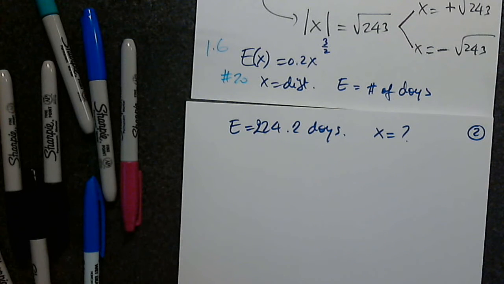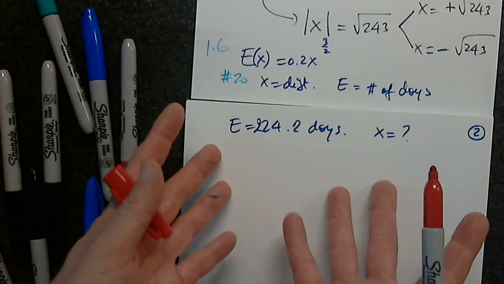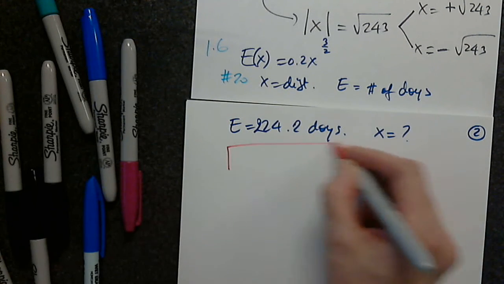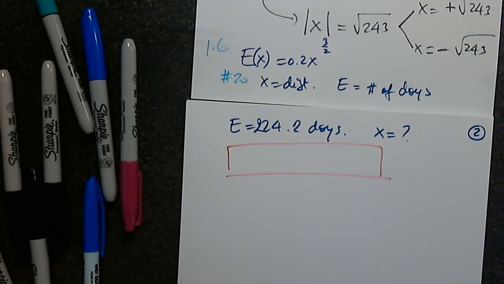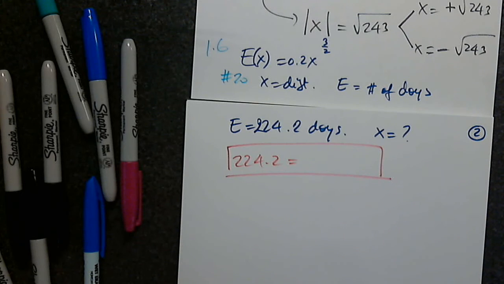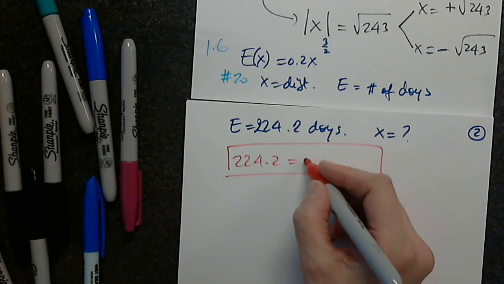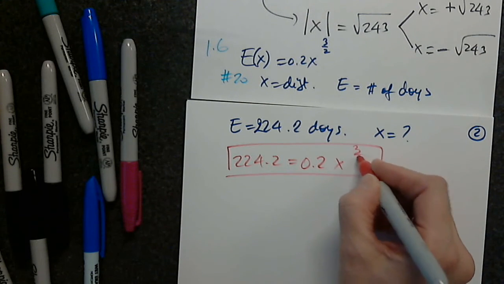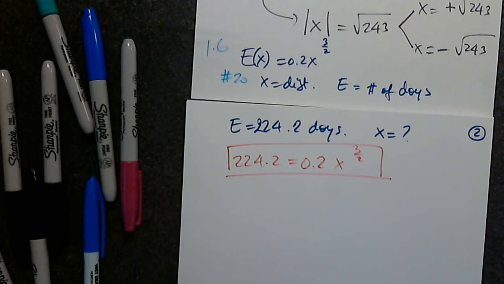Say it again. I have to write something. I cannot divide anything yet. I don't have anything to divide. I have to write something that I will eventually divide, but I haven't written anything yet. 224.2, excellent, equals. Very good, to 3/2. Awesome. This is always the first step.